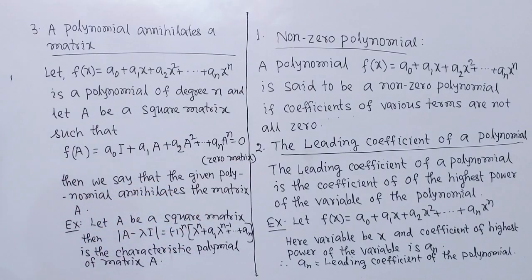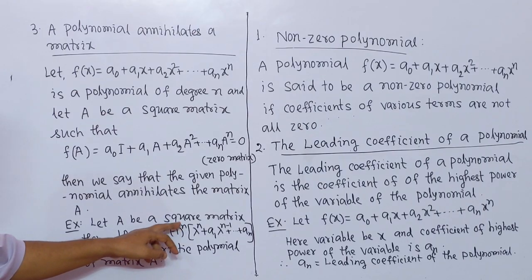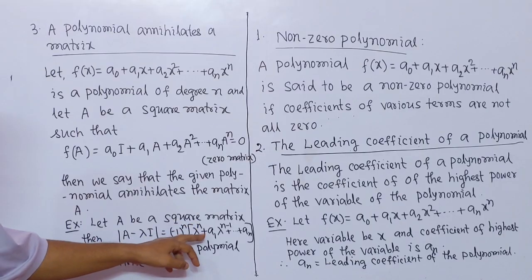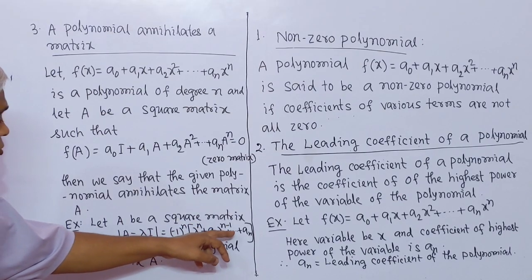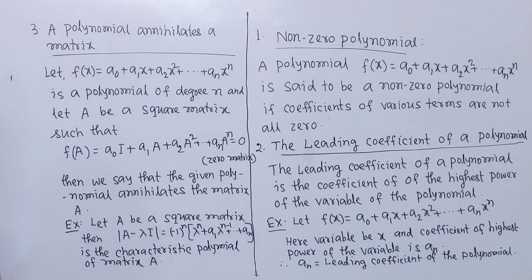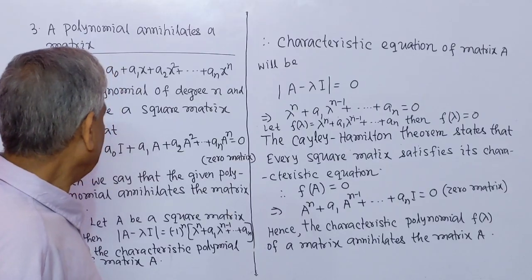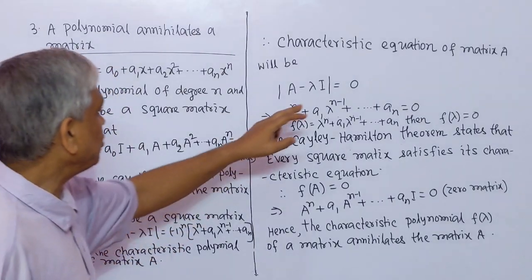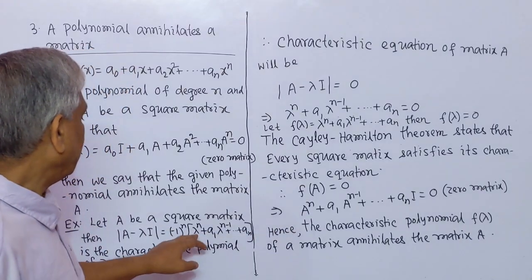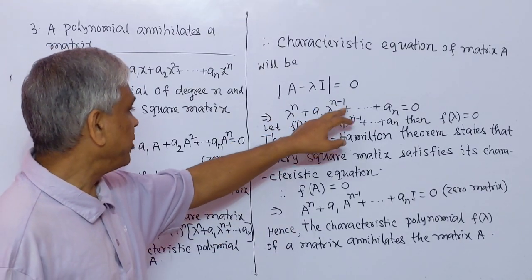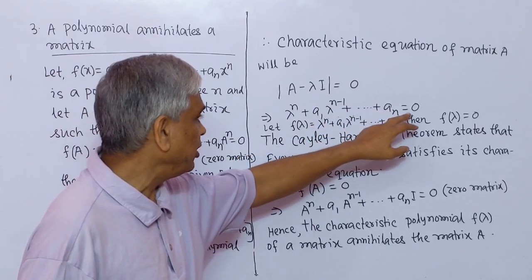then we say that the given polynomial, this polynomial f(x), annihilates the matrix A. For example, let A be a square matrix, then determinant of A minus lambda I, I be the unit matrix, equal to (-1) to the power n under bracket lambda to the power n plus a1 lambda to the power n minus 1 plus ... plus an, is the characteristic polynomial of matrix A. Therefore, characteristic equation of matrix A will be determinant of A minus lambda I equal to 0, implies that lambda to the power n plus a1 lambda to the power n minus 1 plus ... plus an equal to 0.